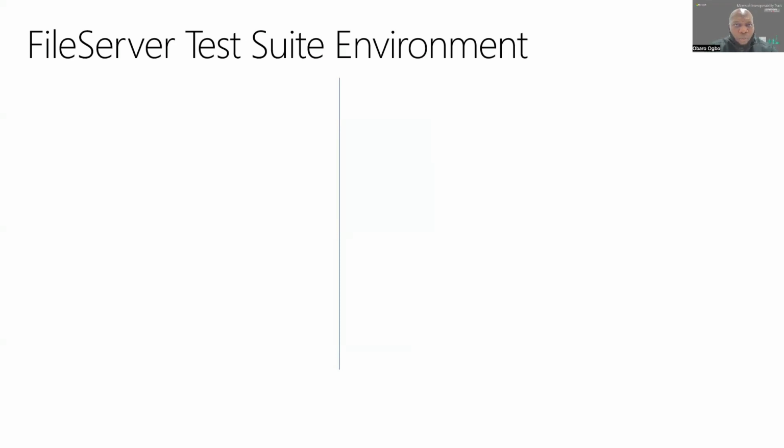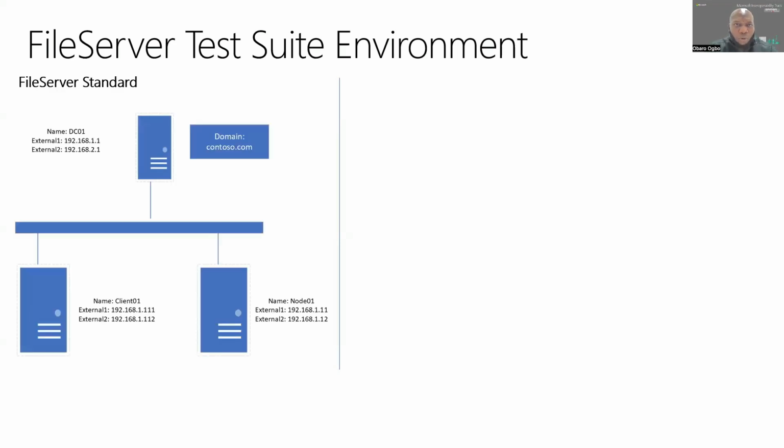The general environment: we have two environments that the test suite can test. The first is a basic or standard environment where we have the driver computer. In this instance, below the horizontal line, we have client 01. So that is the driver, and node 01, which is the SUT. The two machines can be on a domain, but they do not necessarily need to be in a domain. All you really need is the driver computer and the SUT.